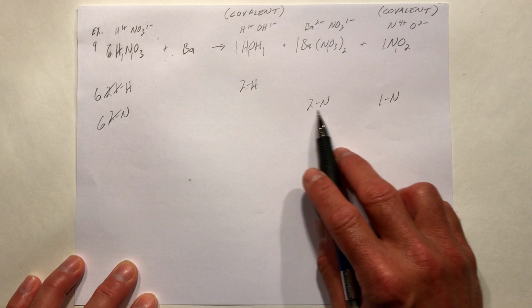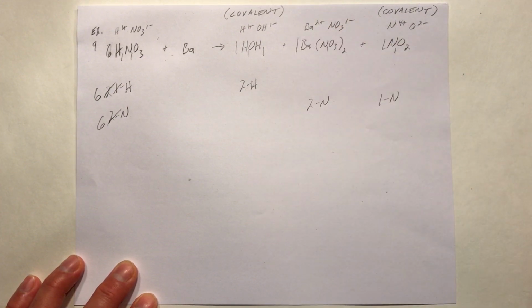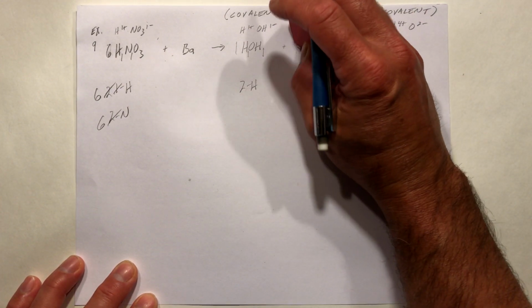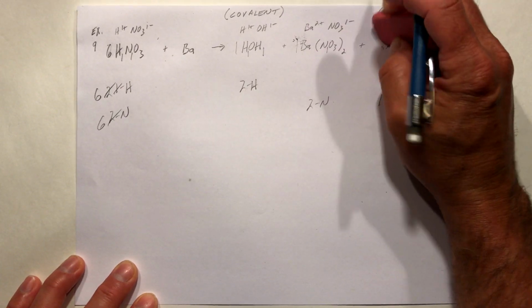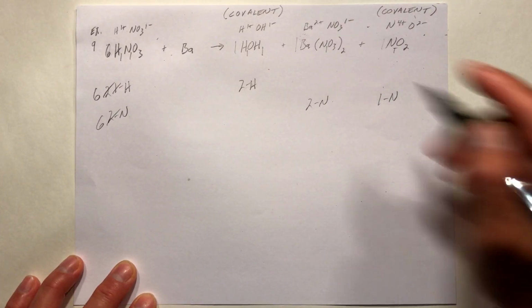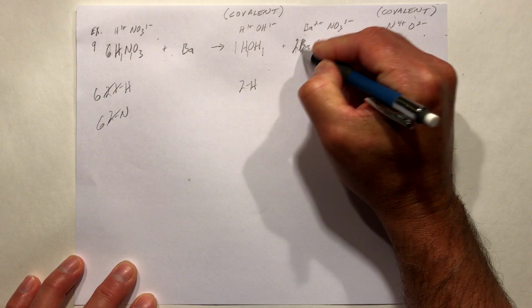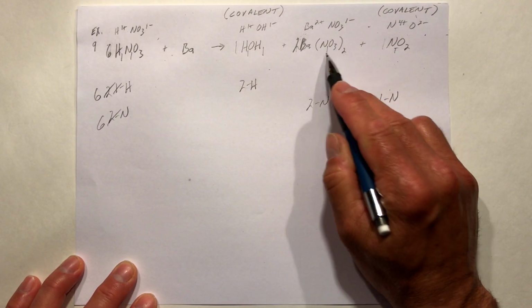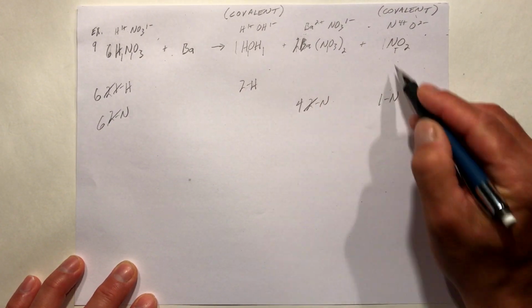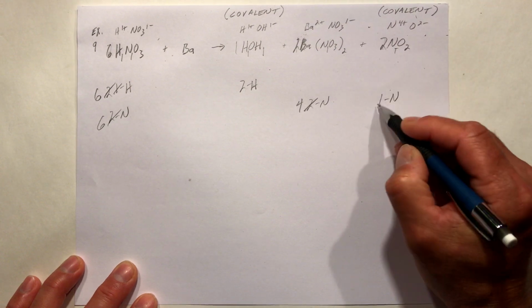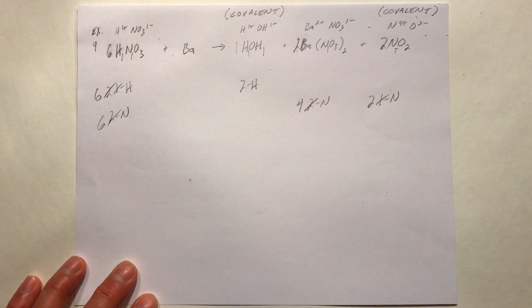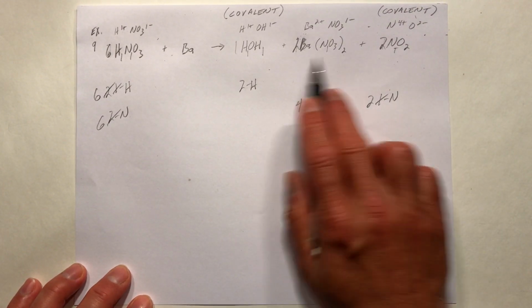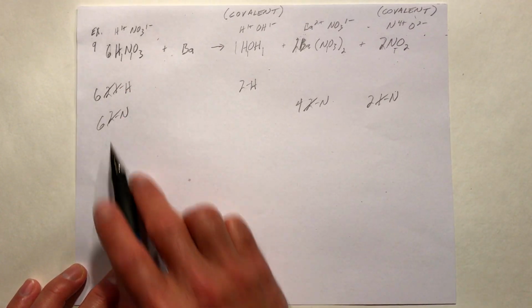And if we double 3, if we make this into a 2, and if we make this into a 2, 2 times 2 is 4, 4 times 1 is 4 N's, and 2 times 1 is 2 N's. That makes 6 N's. We had 3 and we doubled everything, so now we have 6, and we have 6 here.